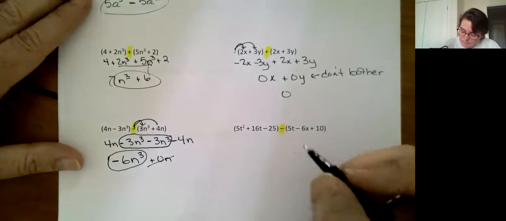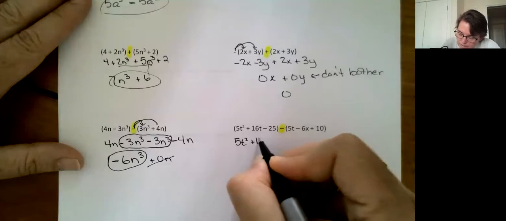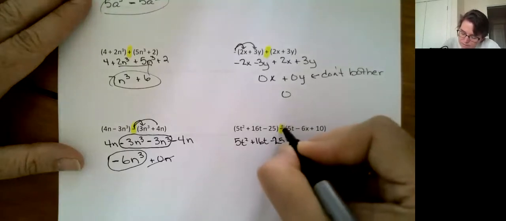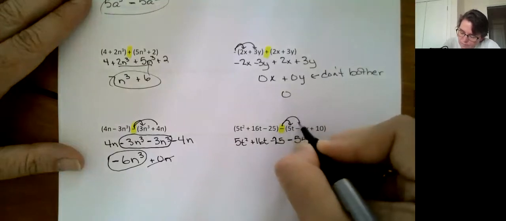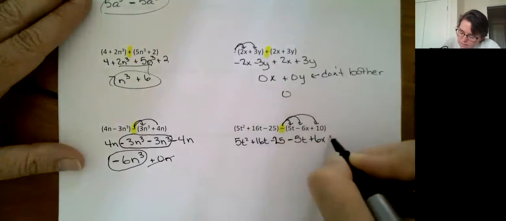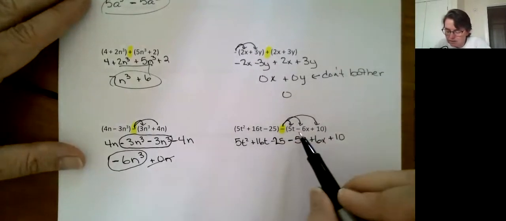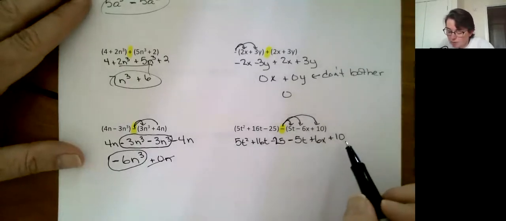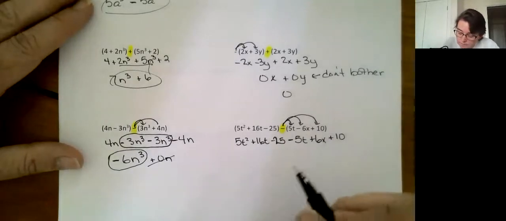Very last one. 5t squared plus 16t minus 20, oopsies, 25. Distribute minus 5t plus 6x plus 10. Hold on. T squared, t 25. Oh yeah, that's an x in there. I wonder if that was a typo. That was supposed to be there. But you know what? Do the question the way it's written.